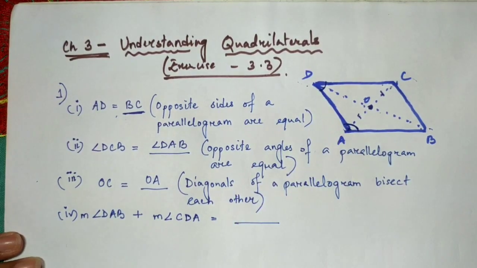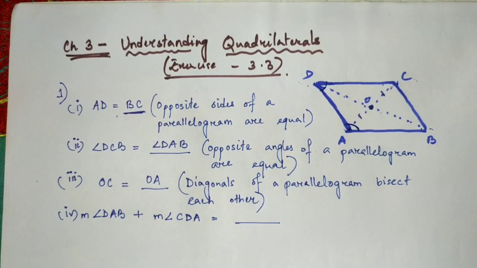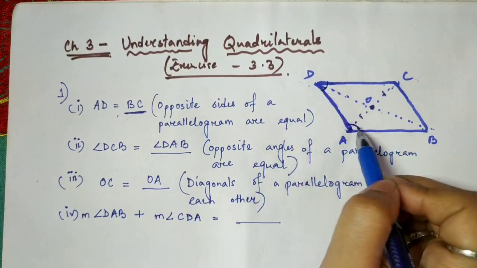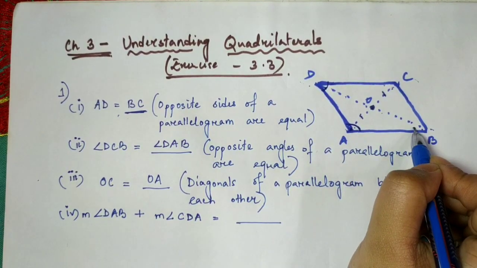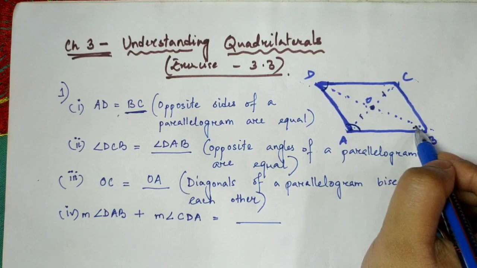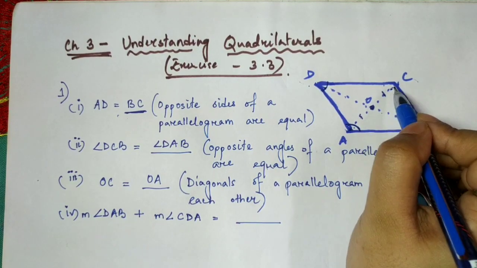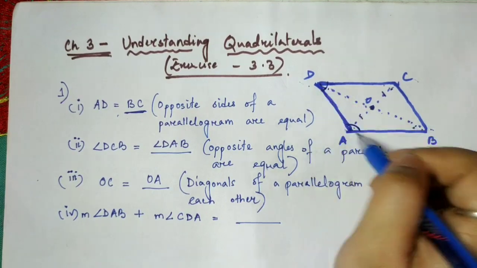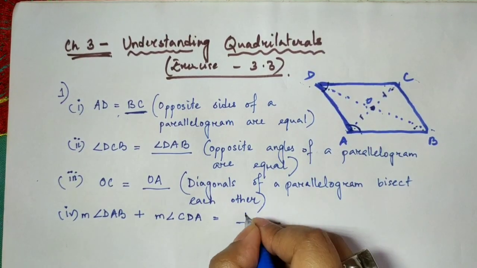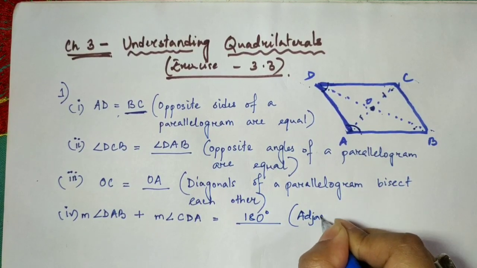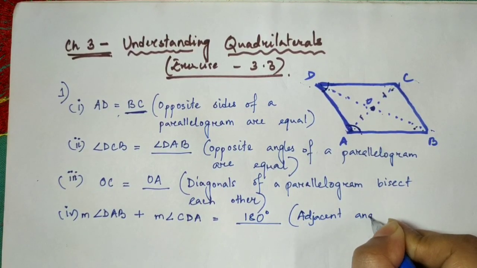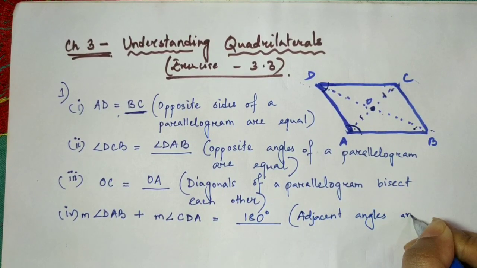Means the next one. And here is a property of a parallelogram or quadrilateral: adjacent angles are supplementary. It means the sum of the two adjacent angles is always supplementary. If this plus this gives you 180 degrees, this plus this will give you 180 degrees, and similarly this and this, if you add, you should get 180 degrees.